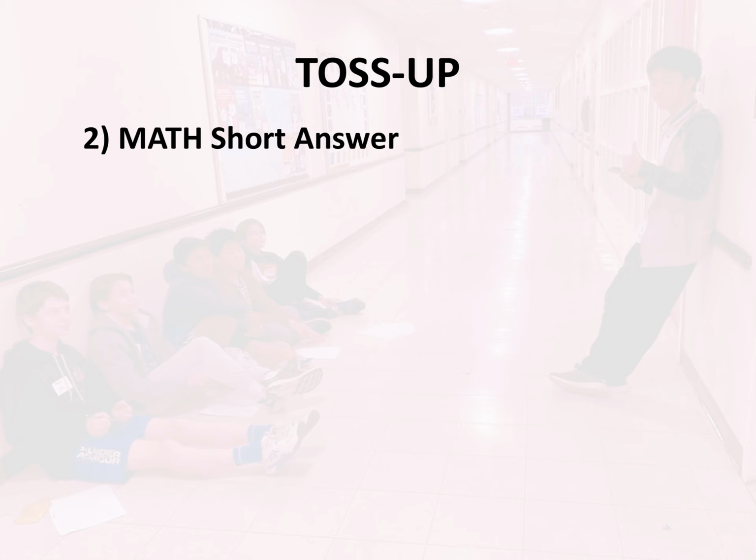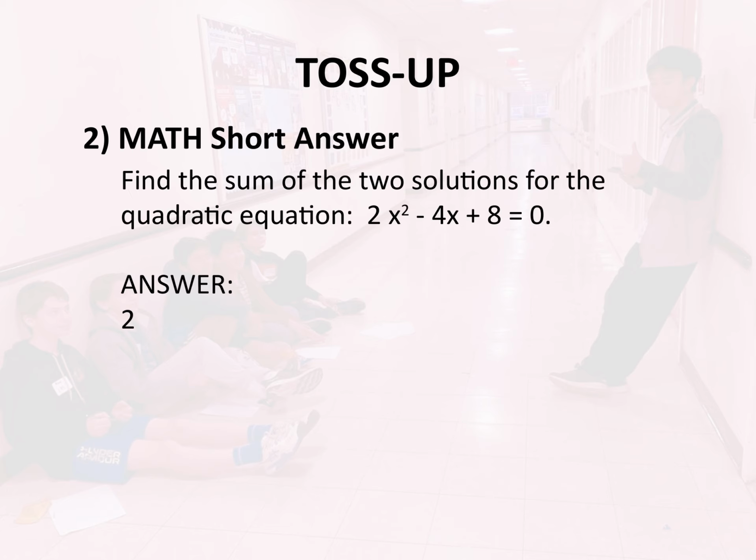Toss-up 2. Math. Short answer. Find the sum of the two solutions for the quadratic equation, 2x squared minus 4x plus 8 equals 0. Answer, 2.